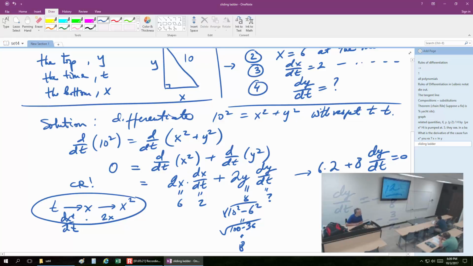Why is it negative? Because you're falling. It's going down. Yeah, the top of the ladder is going down. That's how it works. One of the more interesting problems from related rates, but there are more, and if we have time, well, maybe we won't. Anyway, we'll continue next time.